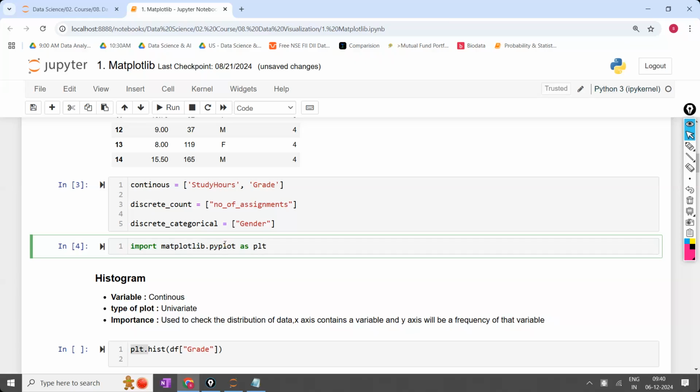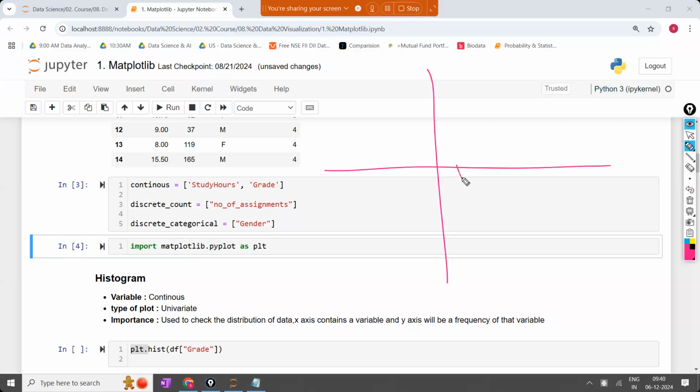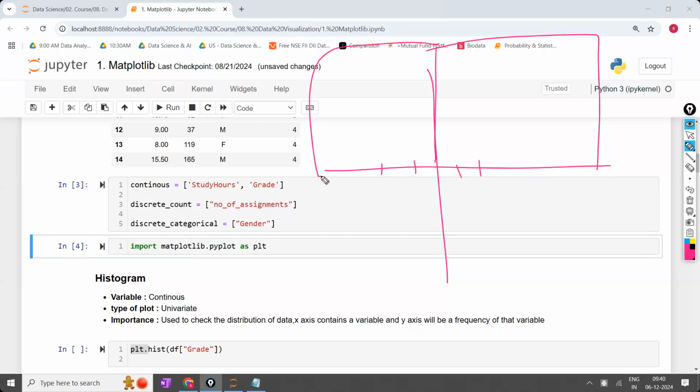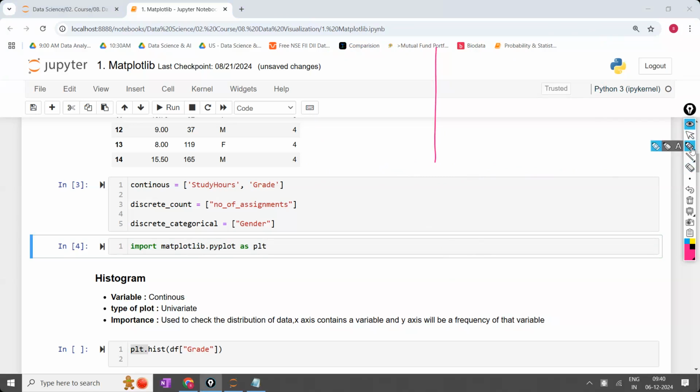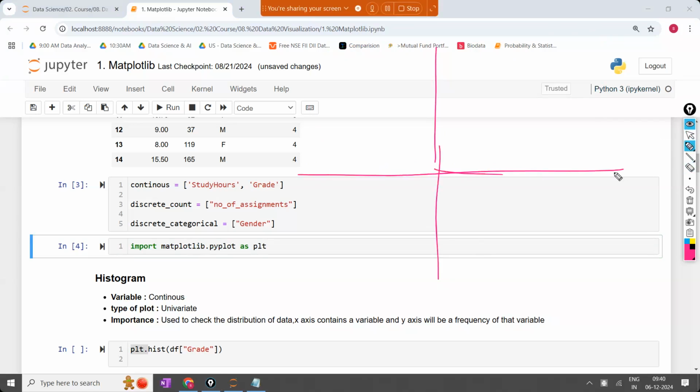A mathematical plotting library means you are going to take one graph sheet. In the graph sheet you are representing things. If everything is positive numbers, you will see only this part. If some negative numbers are there along with the positive numbers, then you will see this part. For example, if only positive numbers are there in your graph sheet, you are going to see only this quarter part.